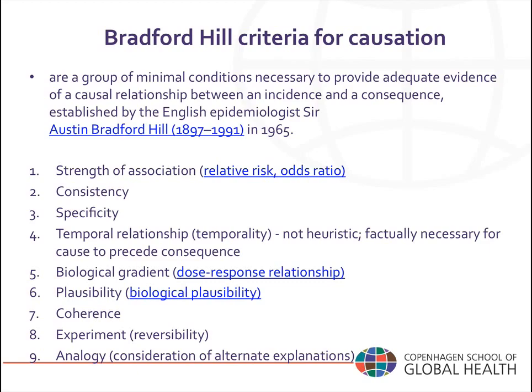You should have had them in your lectures and courses on epidemiology, so I'm not going through them in detail other than posting them here: the strengths of the association, consistency, specificity, temporal relationship again, and the gradient, also called a dose-response relationship. The more you smoke, the more you are at risk. Plausibility, coherence, experiment, reversibility, and some analogy are the 9 criteria. We also put in the readings the original paper from 1965.